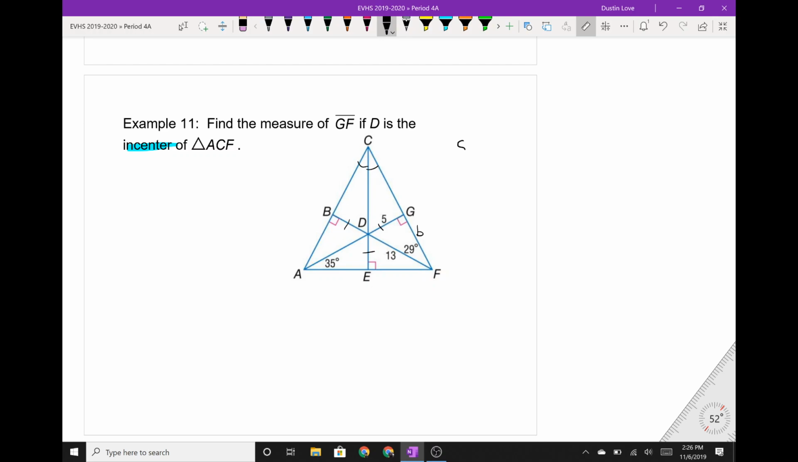Turning in A. 5 squared plus B squared equals 13 squared. 5 squared is 25 plus B squared equals, anybody know it? 169, close. Nice. Subtract those, 169 minus 25 is 144. Square root of that gives me B equals 12. So GF equals 12.